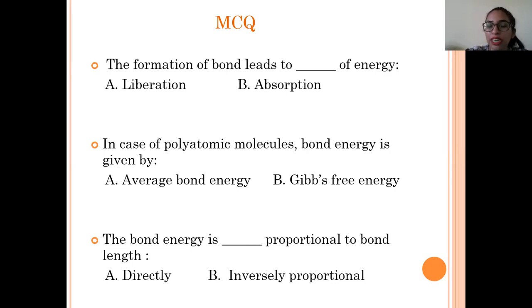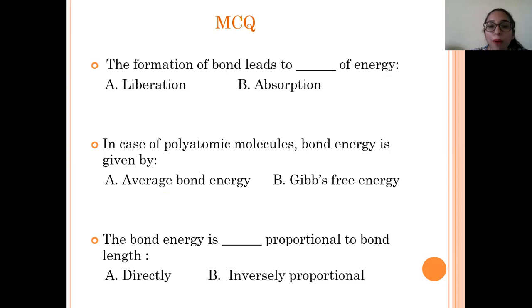Okay, the formation of bond leads to dash of energy: liberation or absorption. I repeat, the formation of bond leads to dash of energy. First is liberation and the second is absorption. Next question. In case of a polyatomic molecule, bond energy is given by average bond energy or Gibbs free energy.